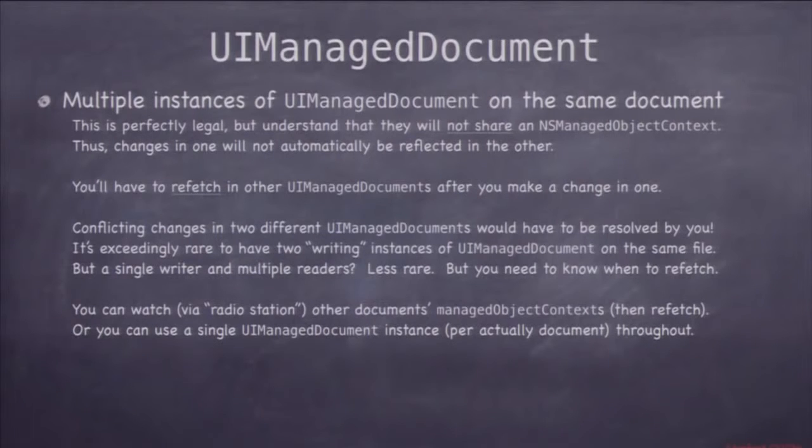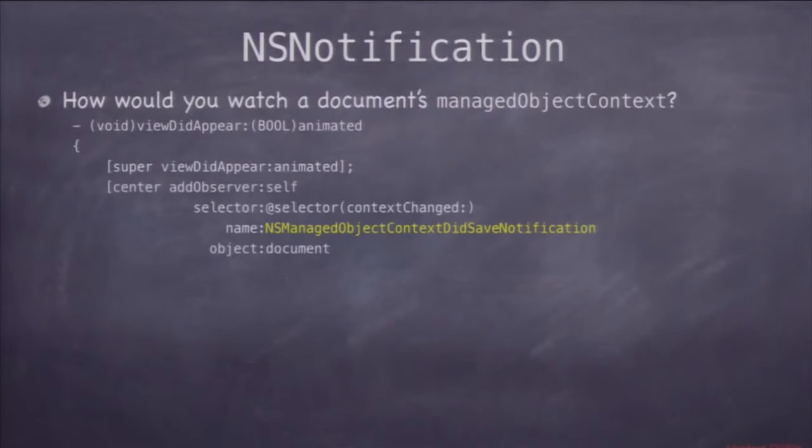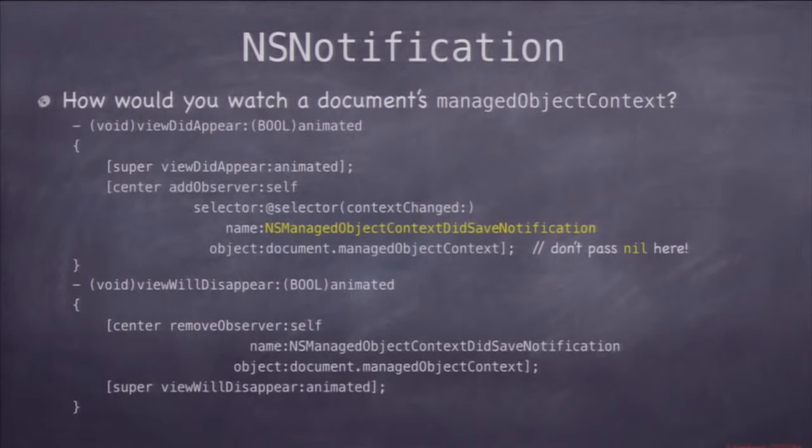One thing to be careful of here is that if one document changes the database, the other one doesn't automatically see those changes, okay? It's not like, oh, I added an object in one managed document, oh, I don't see it in the other one. Why don't you see it? Well, you don't see it because they have different contexts, different NSManagedObjectContexts, but you're still modifying the same database. So how could you find out if another document was doing it? And the answer is the radio station. We could use NSNotification.